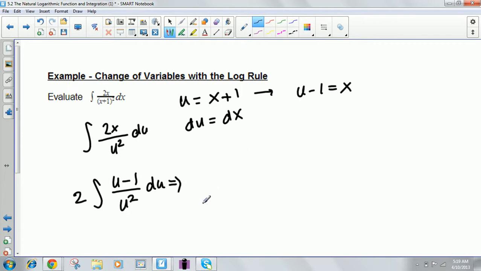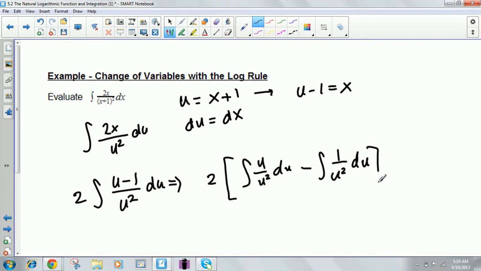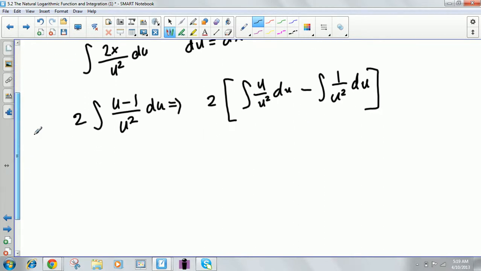Now that helps me out because I can set that up as 2 different integrals. So that 2 I'll just bring way out front. And so my first integral is u over u squared. Then it's going to be minus the integral of 1 over u squared. Okay? And then let's try this. This u over u squared just simplifies to 1 over u, so you're integrating 1 over u, and that's just the natural log.